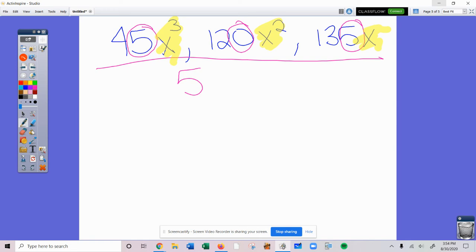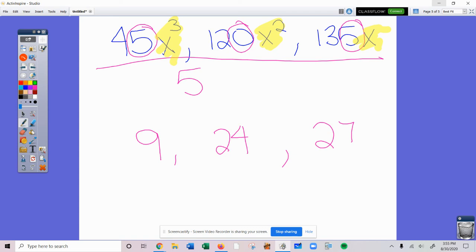So 45 divided by 5 is 9. And again, feel free to use a calculator. I have to sometimes when the numbers get really big. It just helps my brain think about the other stuff that I want to focus on. Okay, and so when I divide 45 by 5, I get 9. 120 divided by 5 is 24, and 135 divided by 5 is 27.